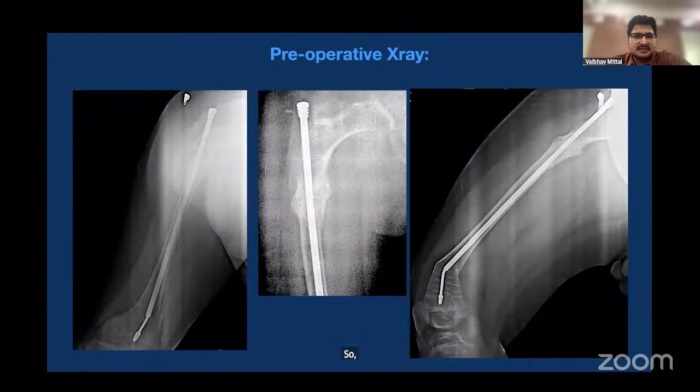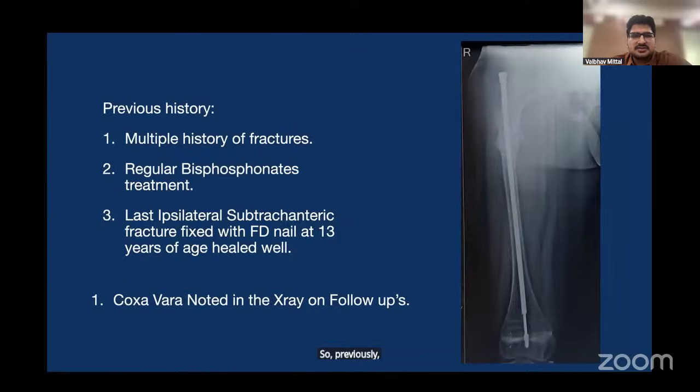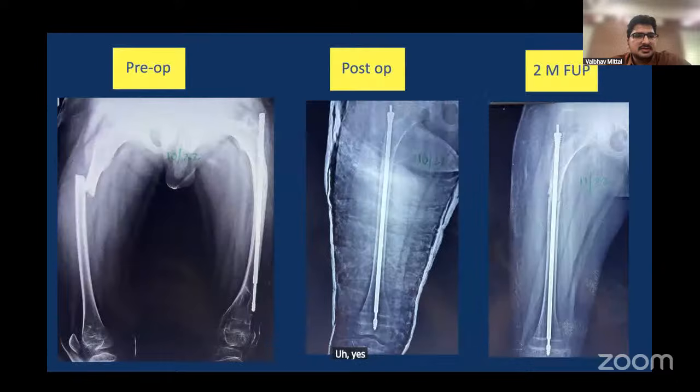So this was the X-ray. As we can see, there's a distal third metadiaphyseal fracture of the shaft femur, and there's a telescopic nail in situ. Previously, this was done by us only for a subtrochanteric fracture. He presented at the age of 13 years with a subtrochanteric fracture of the ipsilateral limb, which was fixed with a telescopic nail. Until then, we did not find any change in the neck shaft angle.